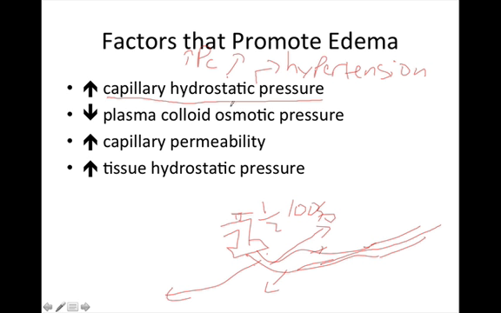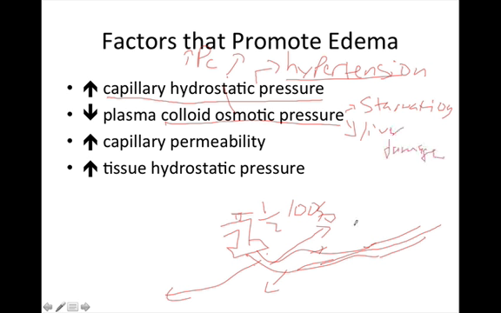All right, so basically, an increase in capillary hydrostatic pressure, and like I said, a good example of that is hypertension. Next, a decrease in the protein concentration of your blood, or plasma colloid osmotic pressure. There are two situations that pop into my head. One of them would be starvation, and the other one would be liver damage.